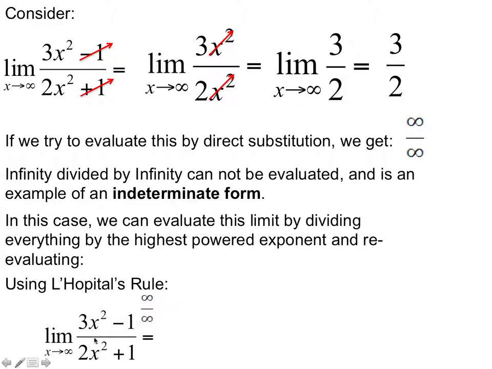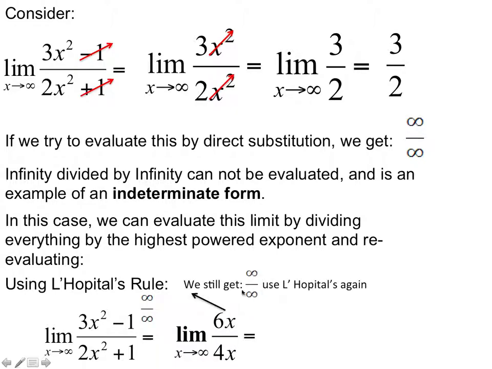We notice that this is infinity over infinity. So we take a derivative, we get 6x over 4x. We plug in infinity again. We notice we still get infinity over infinity, even though we've already taken the derivative once. So we do it again.